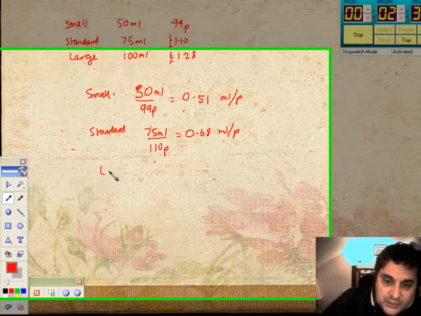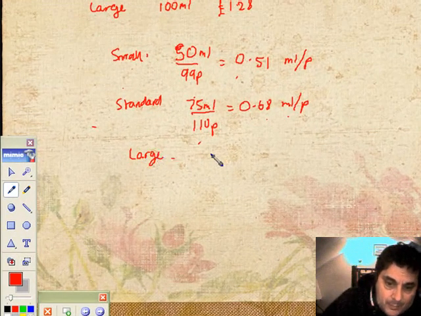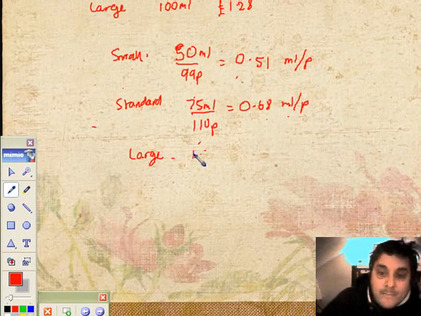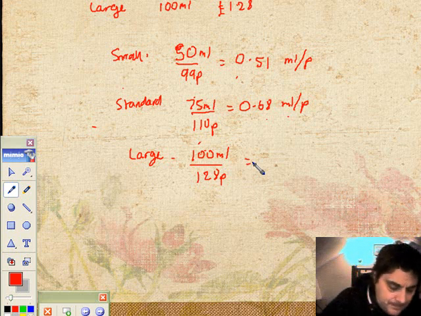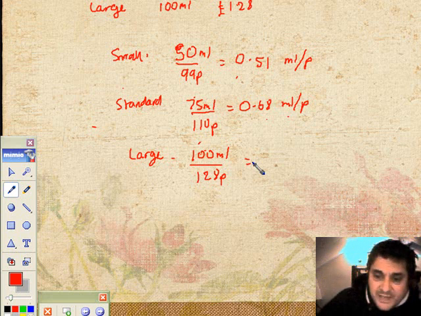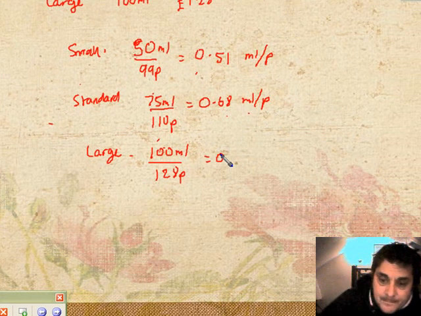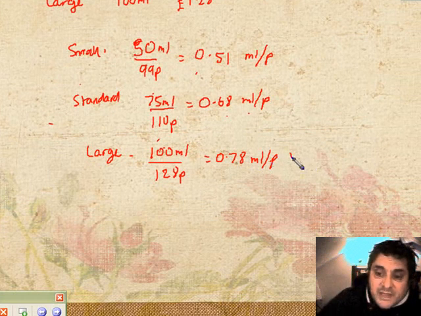Now we'll try the large. 100 millilitres divided by 128 pence will give me 0.78 millilitres for every penny spent. So therefore the best buy, the one that costs least per penny, is the large.